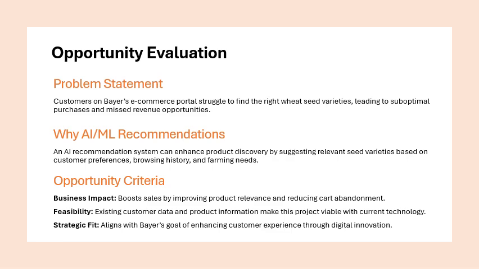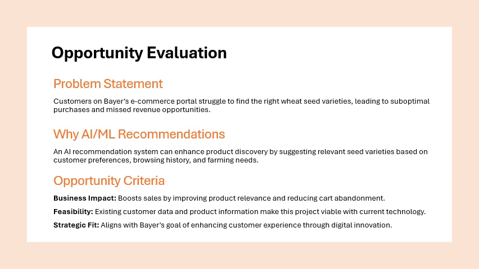So the problem statement we have is customers on Bayer e-commerce portals struggle to find the right wheat seed varieties, leading to suboptimal purchases and missed revenue opportunities. I mean, we do provide customers with different traits and features of a particular variety, and customers can go through it. It's still not very easy. There are hundreds of varieties and they have different levels of, for example, yield that they could provide in a different season versus how late you're in the season, how's your field and all that. So even though they have good detail on a variety, it's not easy for a customer to come up with a great decision.